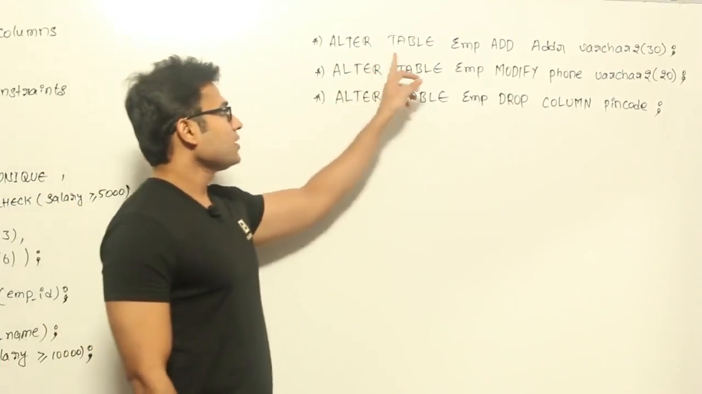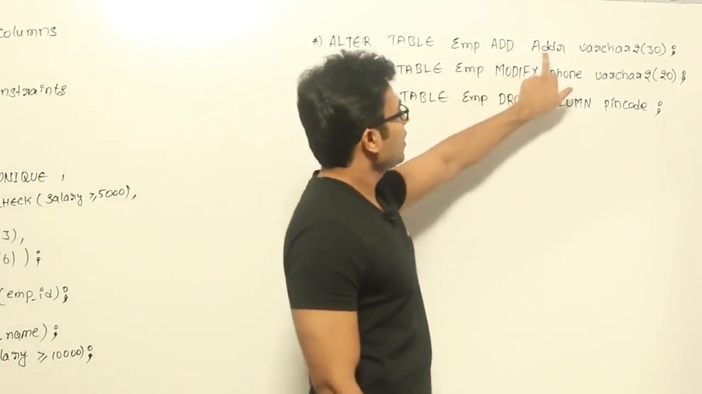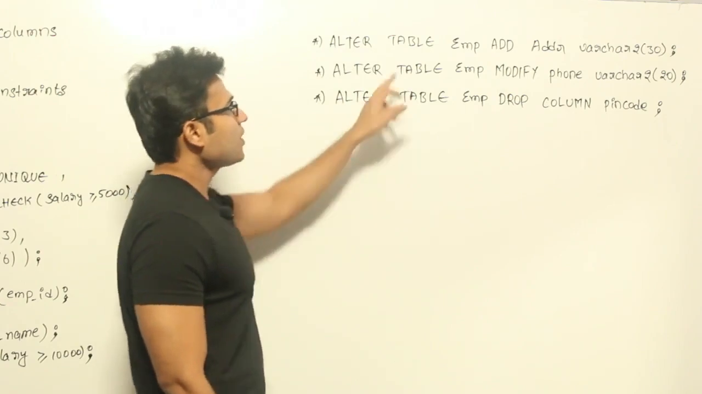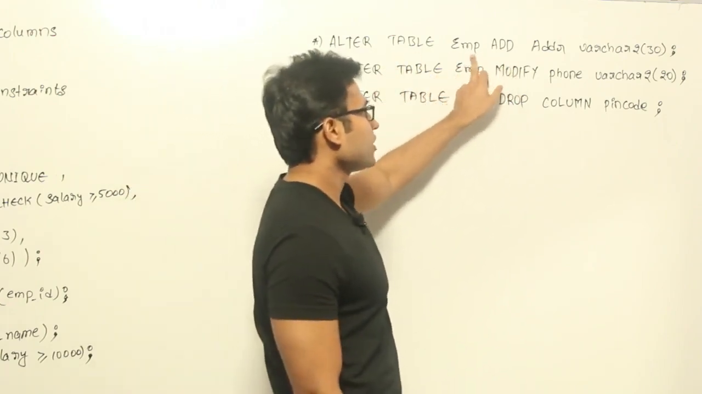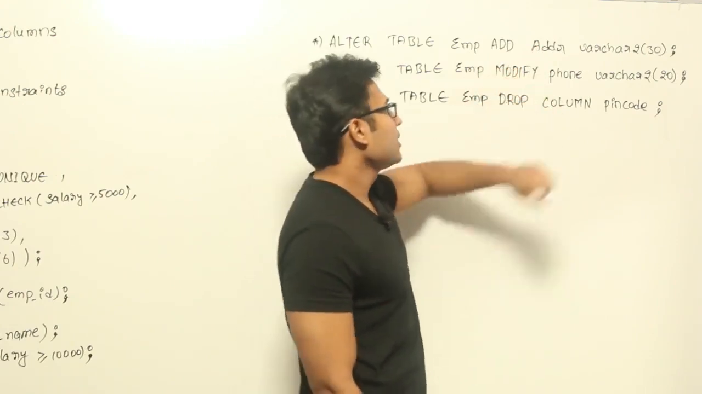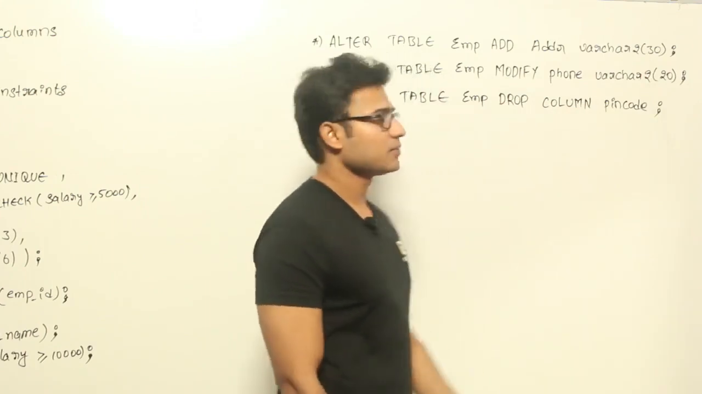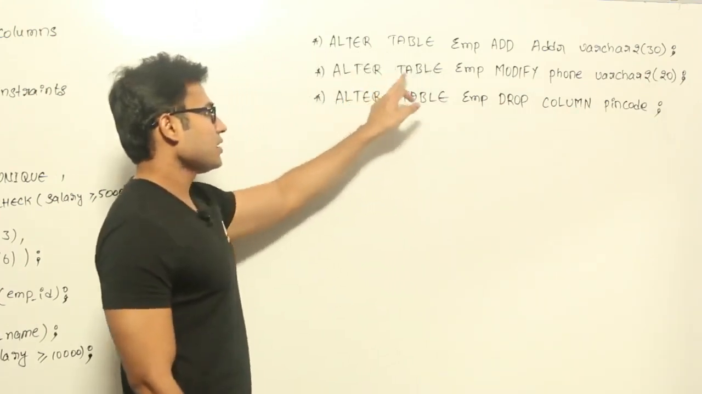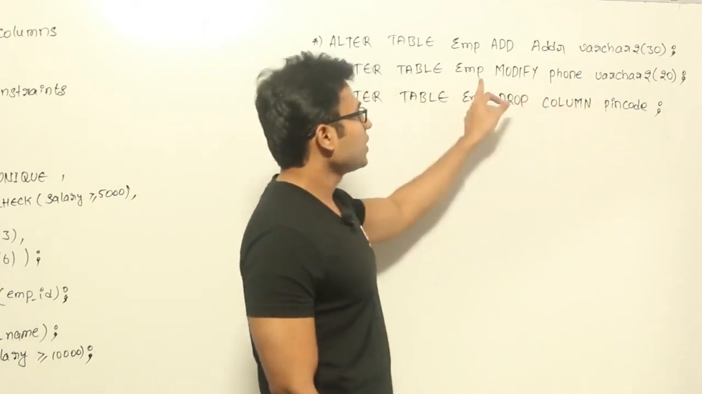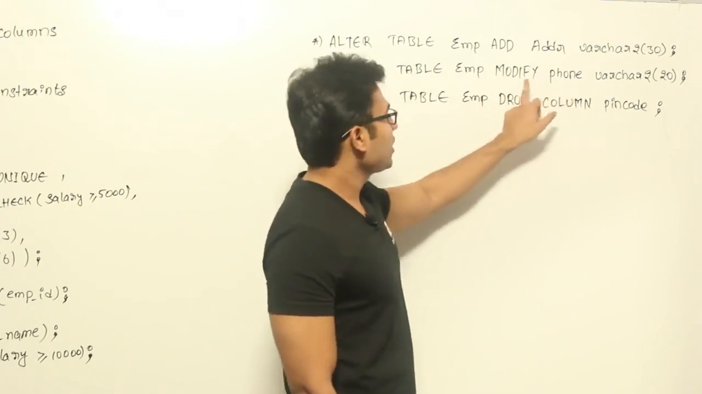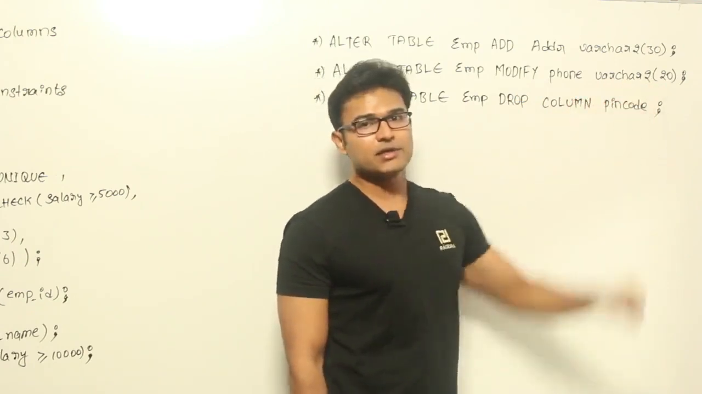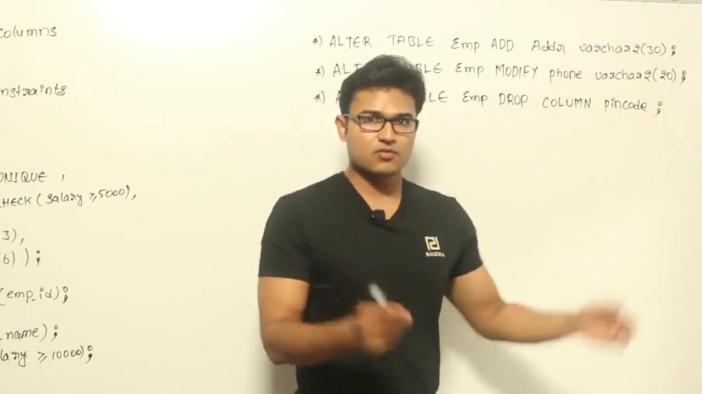See this, alter table employee, add address varchar2 of 30. What does it mean? You are going to add a new attribute to the table employee. Earlier, address was not there in the employee table. Now we are adding address to the employee table, and it has to be 30 characters maximum, right? And what about the next one? Alter table employee, modify phone number varchar 20. Earlier phone number was there, but now we are modifying its data type. The data type is now varchar of 20. Earlier it was 13, so we have increased the size of the phone number, right?